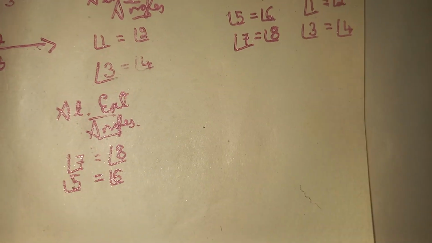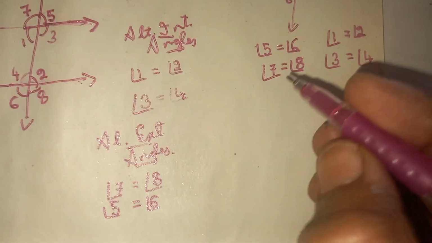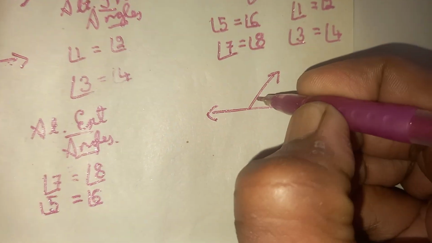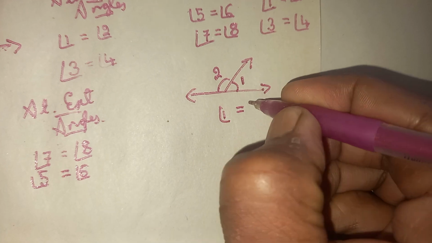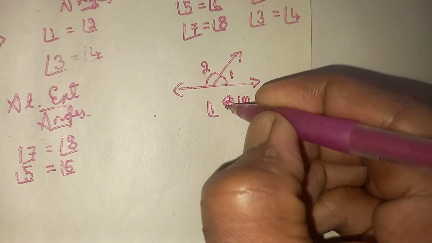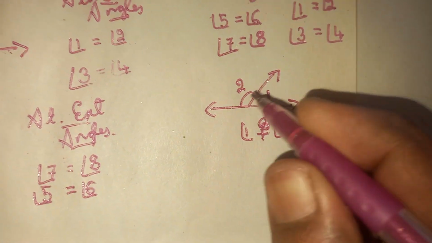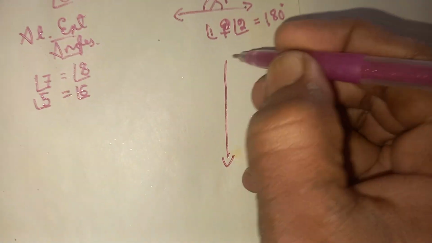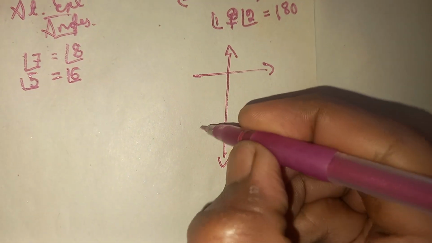Now I'm going to tell the next type of angles. They are adjacent angles. If you take any straight line and divide it into two, then the sum of angle 1 and angle 2 is equal to 180 degrees. That is, angle 1 plus angle 2 equals 180 degrees. They are adjacent angles. In the same way, here also you can find many adjacent angles. Their sum is equal to 180 degrees.